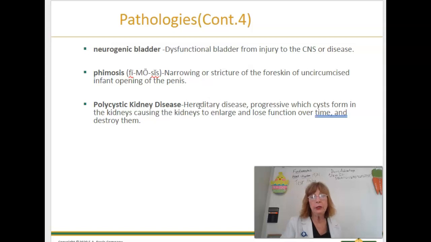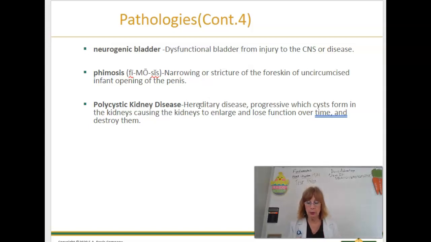Neurogenic bladder is caused from a stroke. It can be caused from a spinal injury, or maybe some other conditions. But this is where the bladder stops functioning. So the patient either has to straight cath themselves. That's like putting a catheter inside themselves several times a day, or have a Foley catheter inside the urethra going up to the bladder, and then they have to have it changed out every month, or a suprapubic where the catheter goes through the abdominal wall to the bladder and stays in there like the other indwelling catheter.